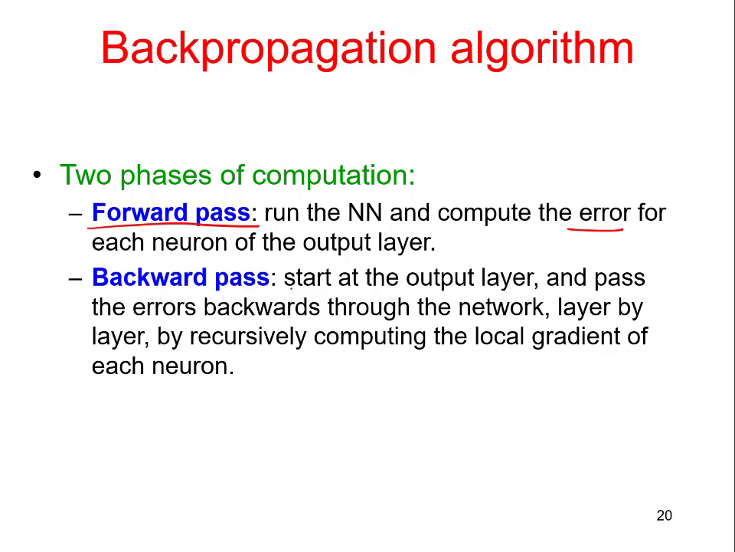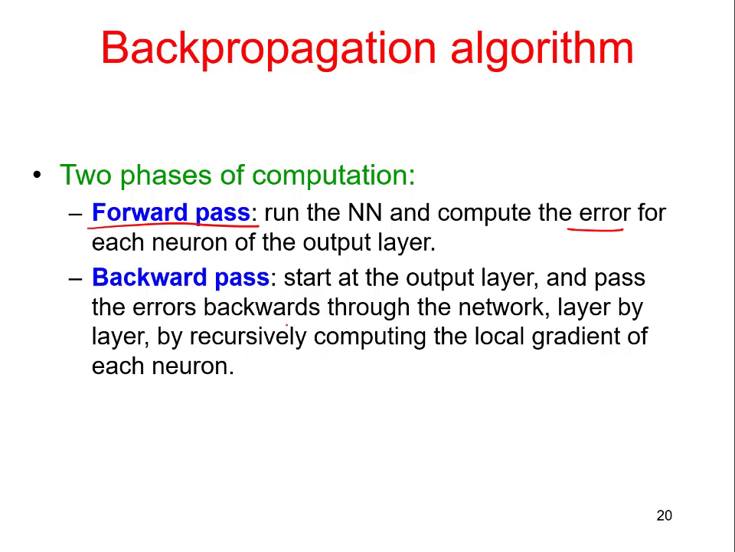The backward pass starts at the output layer. The loss function gives how much loss this forward pass has generated. Okay, so the error: the backward pass starts with the output layer and passes the errors backwards through the network.